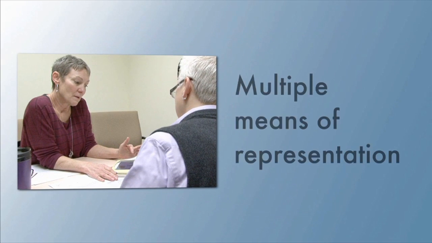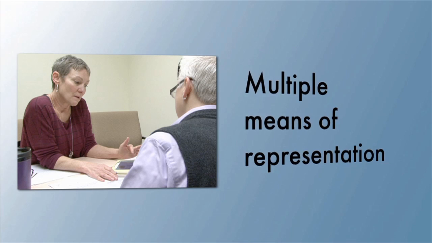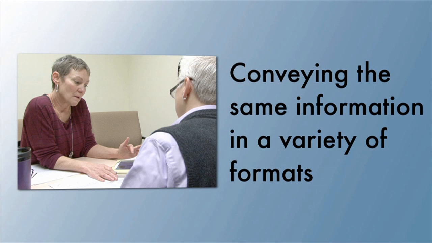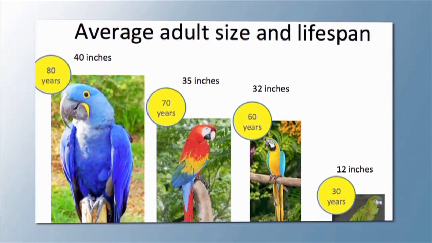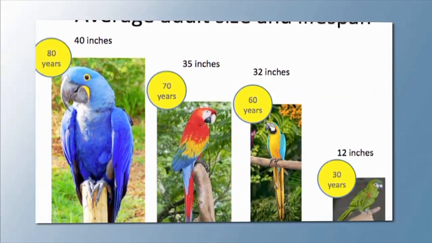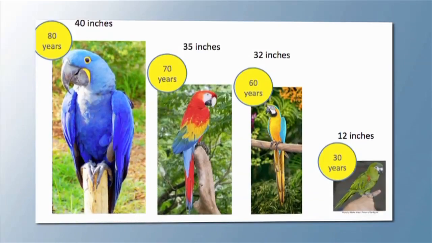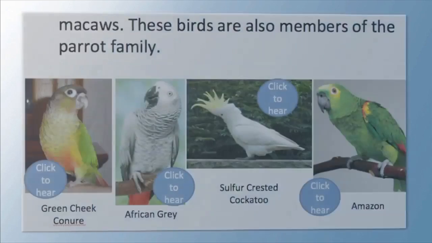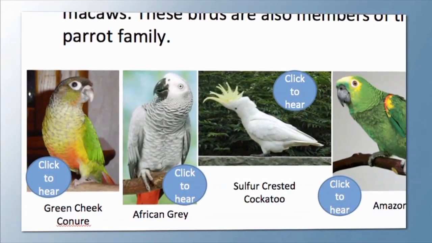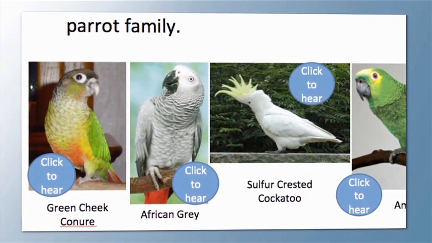In that scene, Beth showed some ways she uses multiple means of representation in her class materials. This UDL concept means conveying the same information in a variety of formats. For example, instead of just listing the sizes of the birds she's teaching about, Beth created a comparison chart showing the birds' sizes in scale. This helps the information get through to students who are visual learners. Beth also included audio files of the birds' different sounds. This will benefit auditory learners.